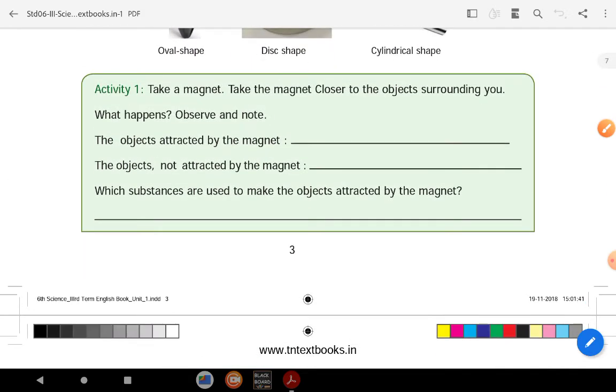So you can do this in activity 1. Take a magnet, take the magnet closer to the objects surrounding you. What happens? And observe. Take a magnet close to the different objects.